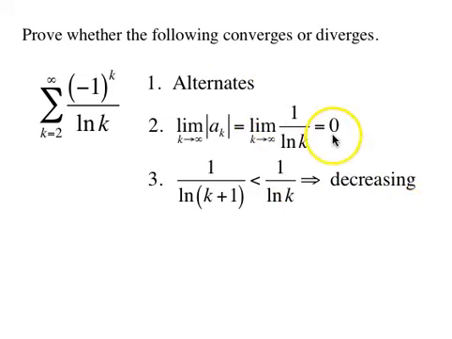Alternates, absolute values limit is 0, absolute values decreasing. Those 3 points together tell me that this series converges by the alternating series test.